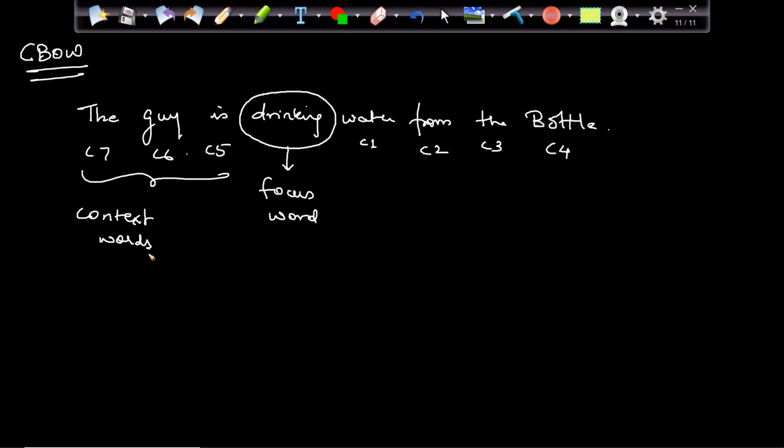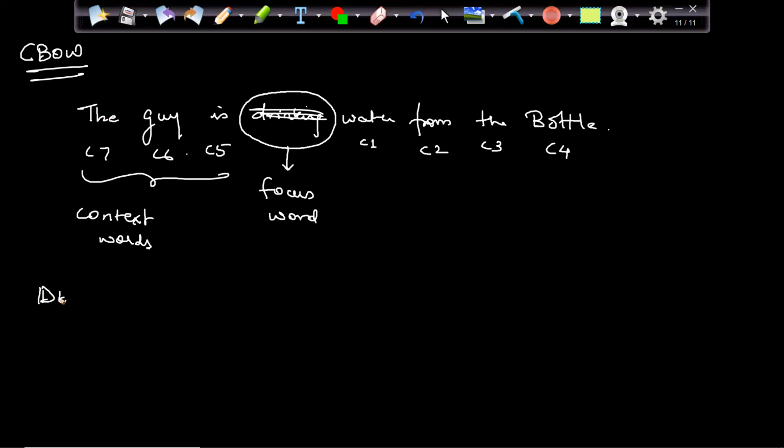Now here the core idea of the algorithm which runs CBOW is that, using the context words, I want to predict the focus word. It's like a fill in the blanks: the guy is blank water from the bottle. That is the idea CBOW has. Using the context words, I want to predict the focus word. That is the core idea.